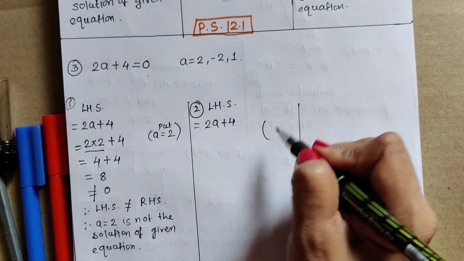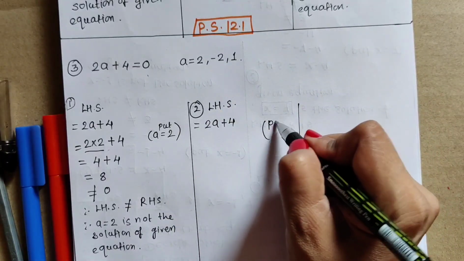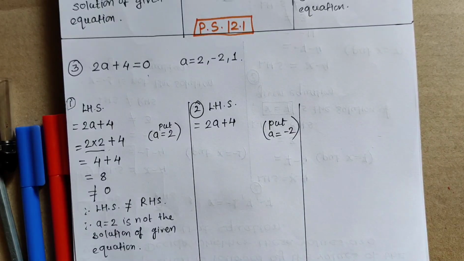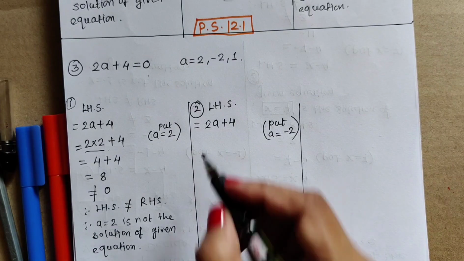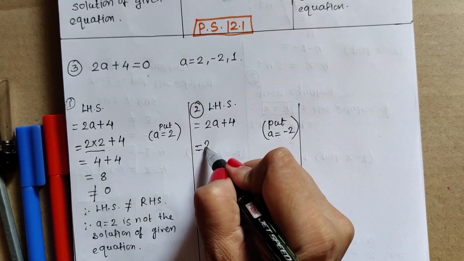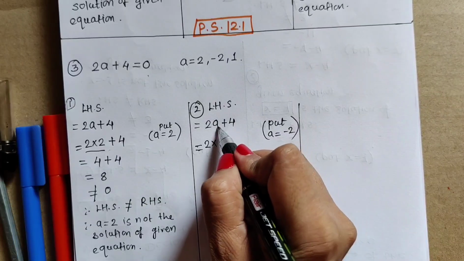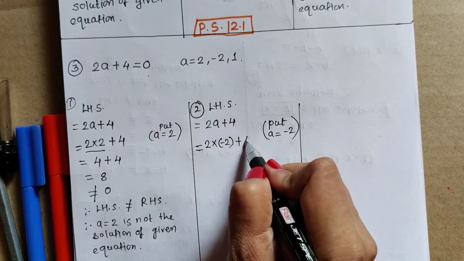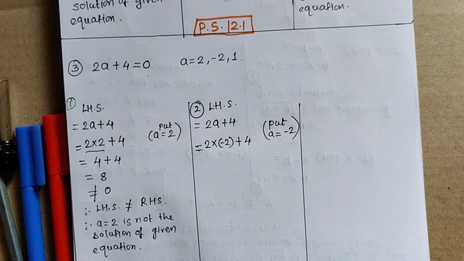Now I am going to put a is equal to minus 2. In place of a we write minus 2. Now this 2 as it is I have written, multiplied by a. In place of a we have to put minus 2. And this plus 4 we write as it is.